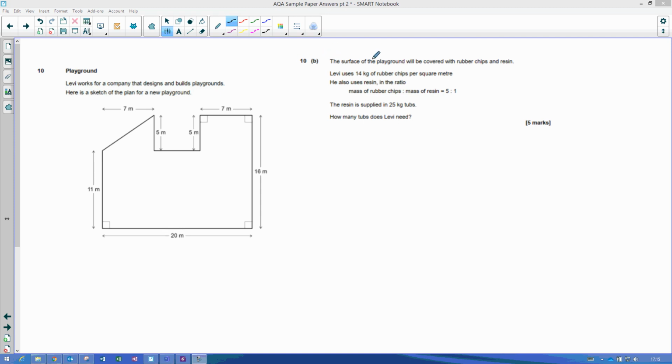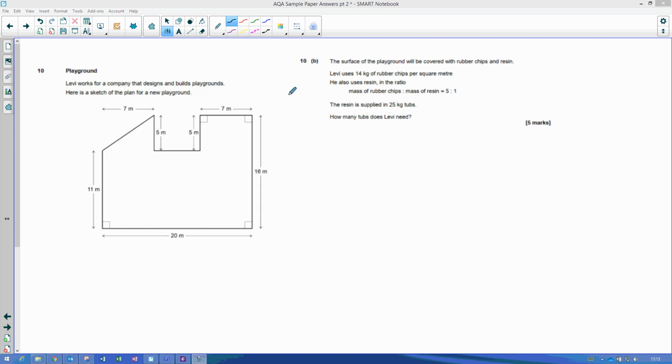The surface of the playground will be covered with rubber chips and resin. Levi uses 14 kilograms of rubber chips per square meter. He also uses resin in the ratio mass of chips to mass of resin 5:1. The resin is supplied in 25 kilogram tubs. How many tubs does Levi need?